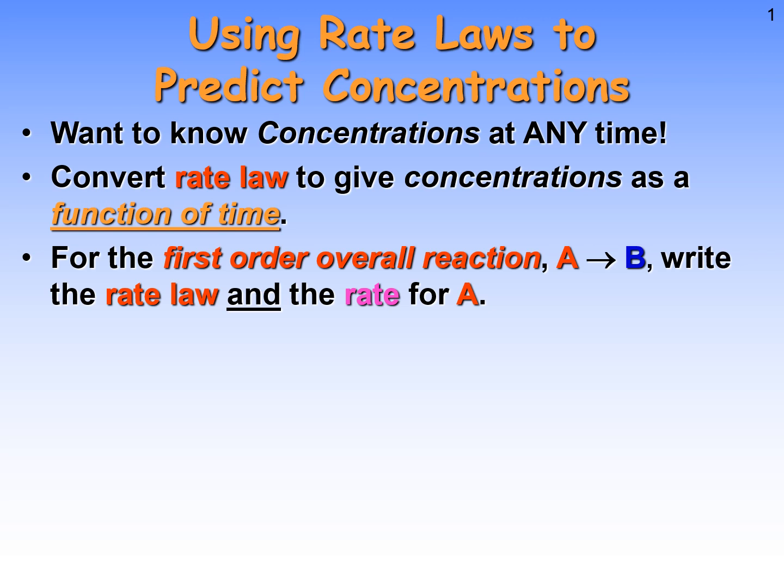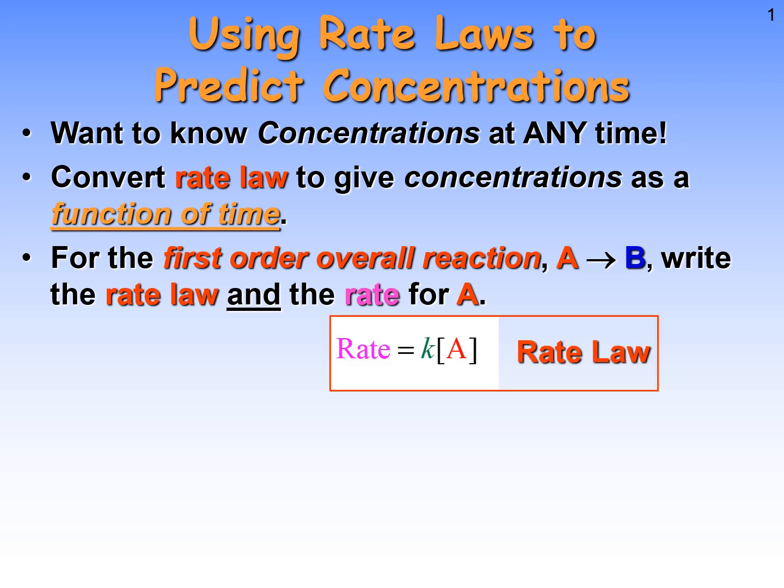If we look at the overall first order, we're going to look at a first order reaction because the way this works is different based on the overall order of the reaction. So we have this reaction, A goes to B. One reactant, the rate law for A would simply be this, as we hopefully know. Rate is equal to k, some rate constant, times A. This is our rate law.